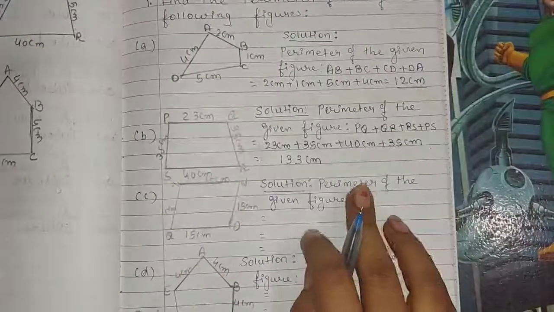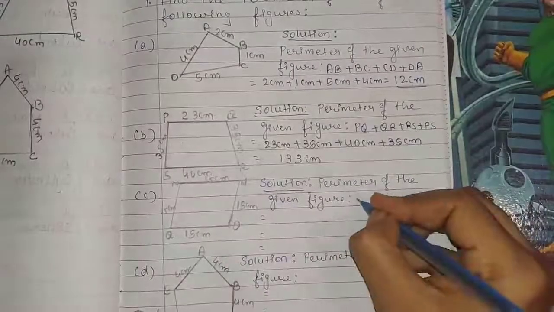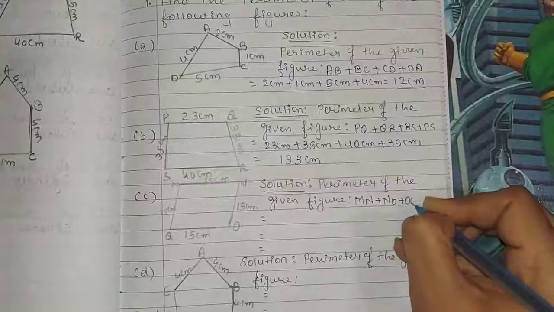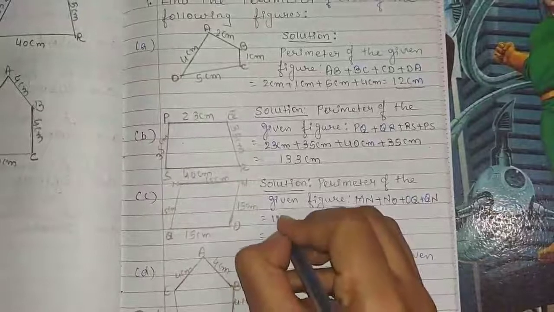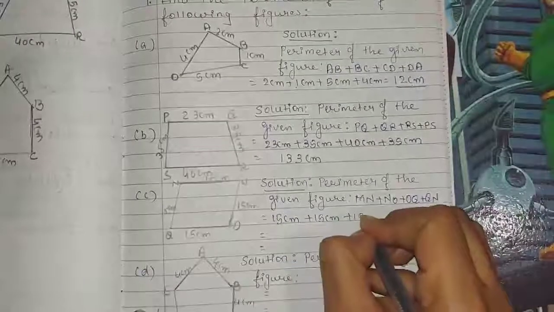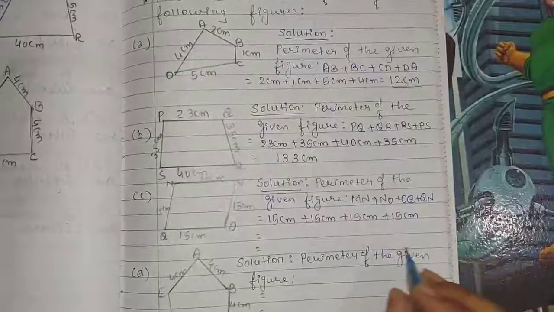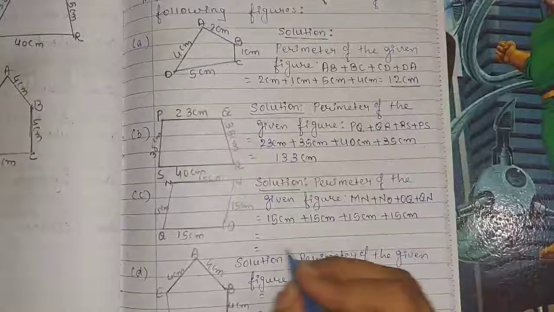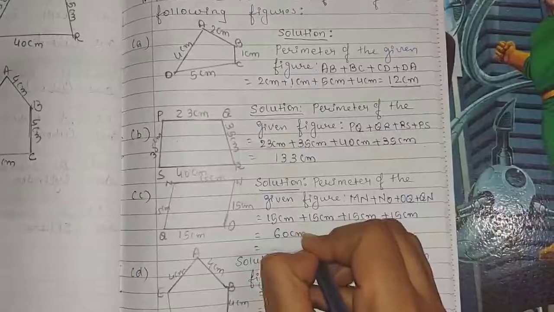So solution. Perimeter of the given figure equals MN plus NO plus OQ plus QM. Now students, we will add 15 centimeter plus 15 centimeter plus 15 centimeter plus 15 centimeter, as all four sides are equal and 15 is 4 times. So students, what will be the answer? 15 fours are 60. So 60 centimeter.